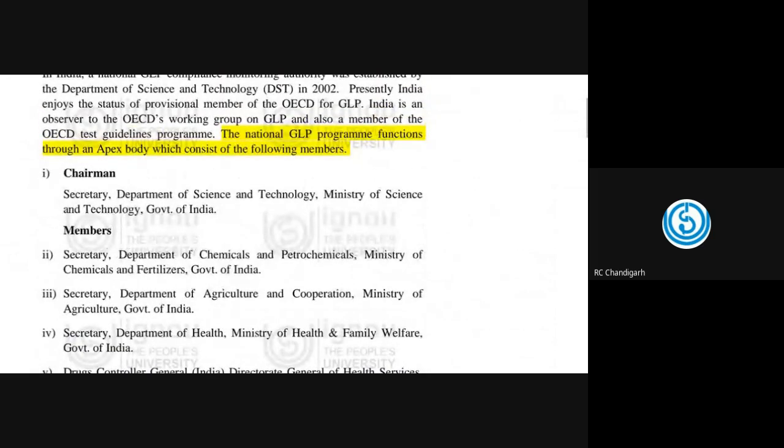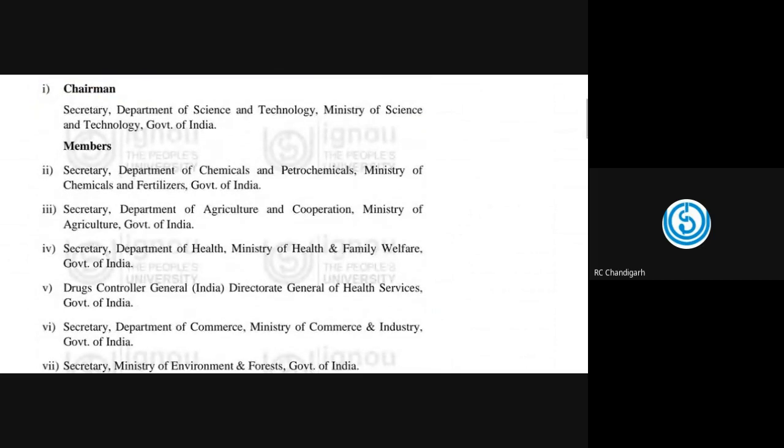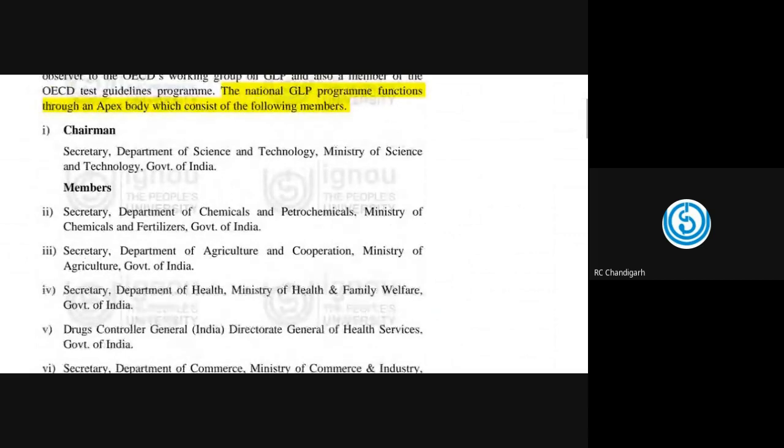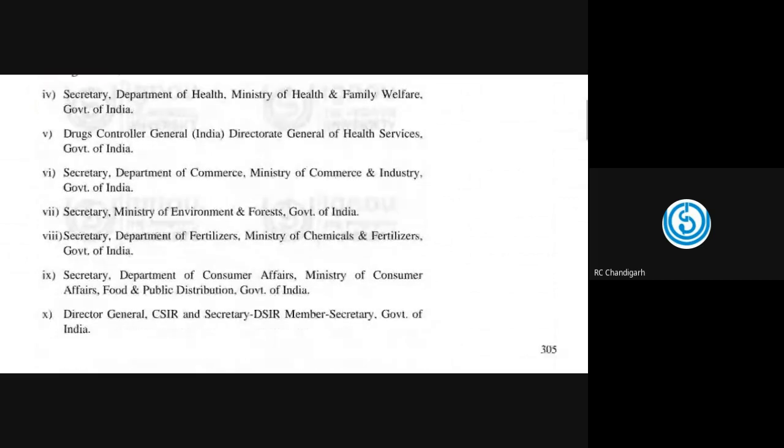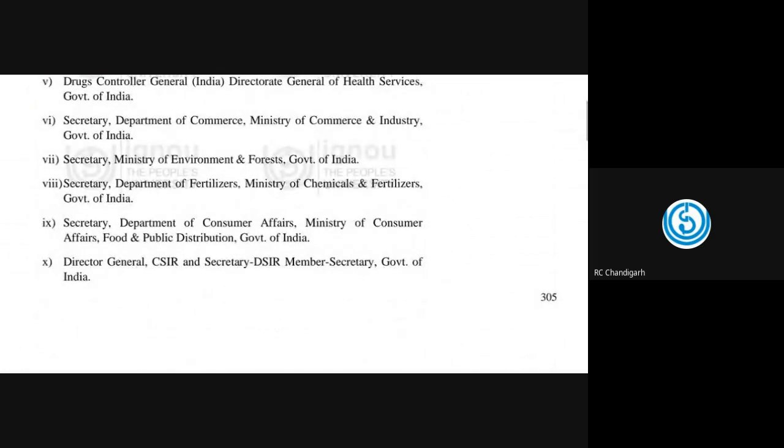The National Good Laboratory Practices Program functions through an apex body which consists of the following members: Chairman, who can be the Secretary, Department of Science and Technology, Ministry of Science and Technology under the Government of India, then different members in the GLP program, different secretaries under different ministries.